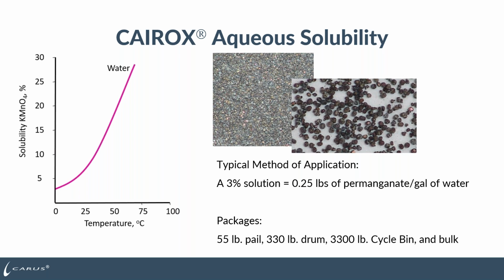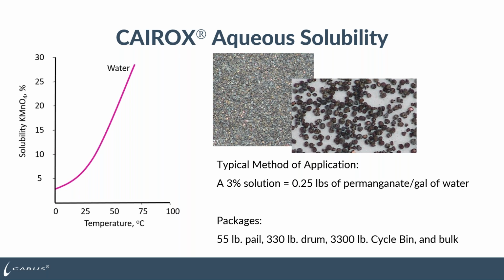The reason for that is the math works out pretty easy. It's a 0.25 or a quarter pound of permanganate per gallon of water to make up that solution. Now, there are various package sizes available. Most common are 55-pound pails, so they're a 5-gallon bucket, or 330-pound steel drums. We do have customers that are also on bulk and cycle bins, which are 3,300 pounds.